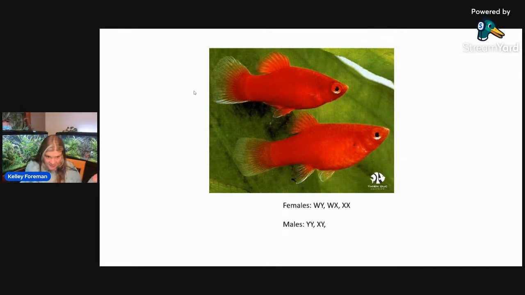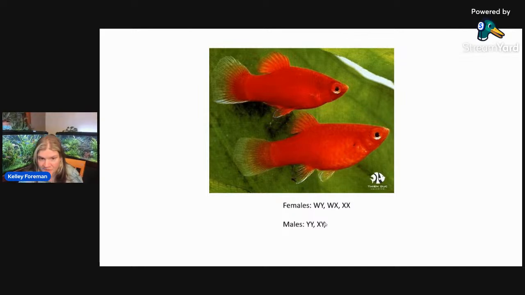All right, so this is an example. This is a fish you guys probably know, and there are probably people in the chat who know 100 times more about this fish than I do. This is a platy, from the genus Xiphophorus. I don't really know a whole lot about platys. I have never kept a platy, believe it or not. But platys have three sex chromosomes. They have a W and an X and a Y. And if there's the combination WY, WX, or XX, it's a female. But if you have a YY or an XY, it's a male. So, it's a weird combination there.